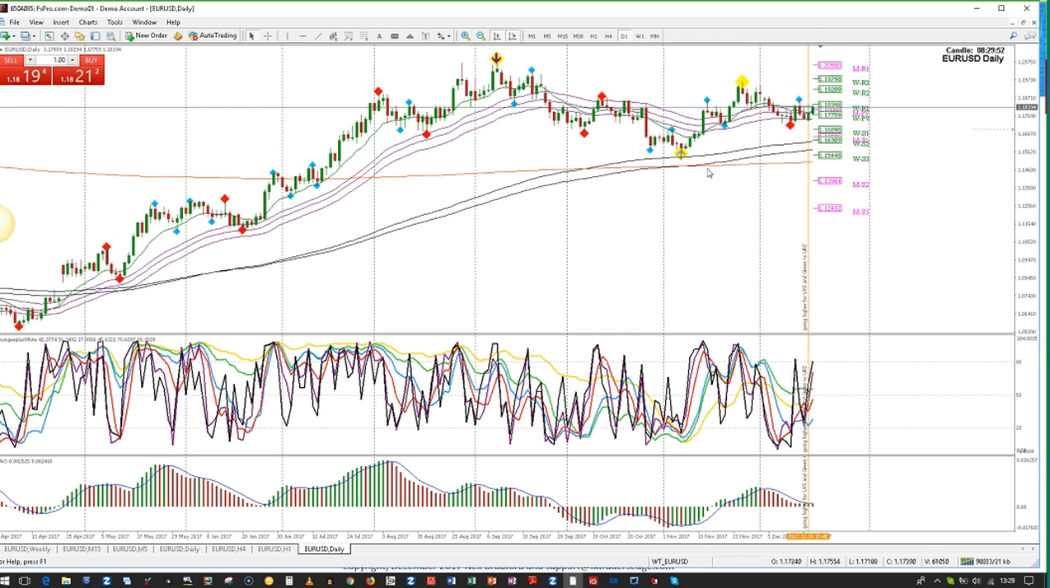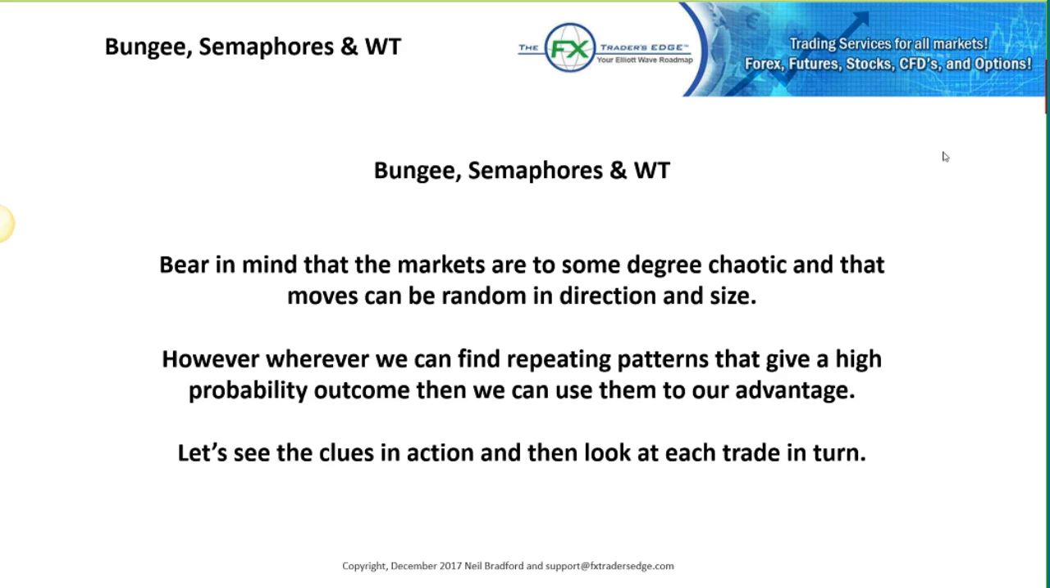So there you go. We went through a section of chart there where the bungee was telling us or guiding us as to what might happen next. So if you've got a chart pattern, if you've got a harmonic, if you've got a support resistance level, turn to the bungee, turn to the semaphores for confirmation.